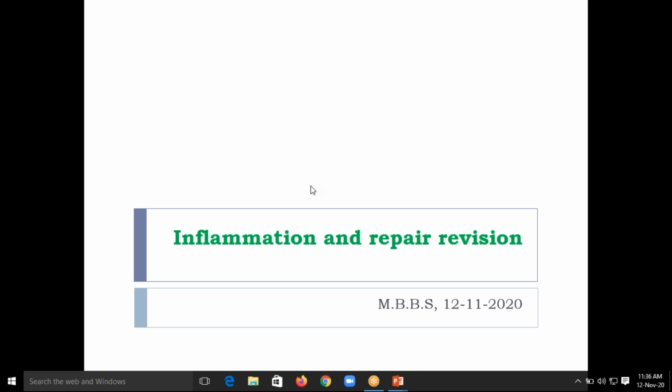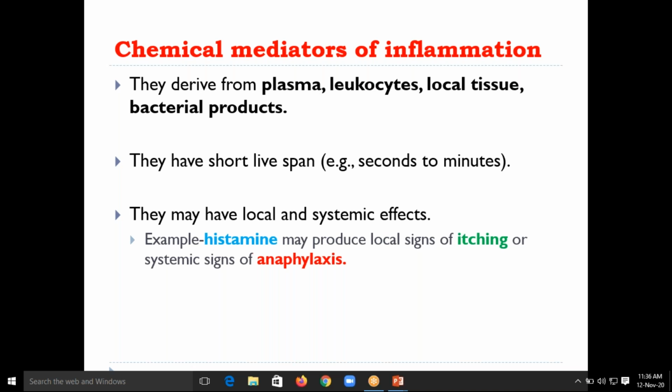chemical mediators which are involved in inflammation. From where are they derived? They derive from plasma and WBCs, which are leukocytes, from the local tissue, and from bacterial products. They have a short lifespan, so they act within seconds to minutes, and they may have local and systemic effects, just like histamine, which can produce local signs of itching and systemic signs of anaphylaxis. So these are the key points regarding the chemical mediators of inflammation: they derive from plasma, WBCs, local tissue, and bacterial products, they have a short lifespan, and they have local and systemic effects.